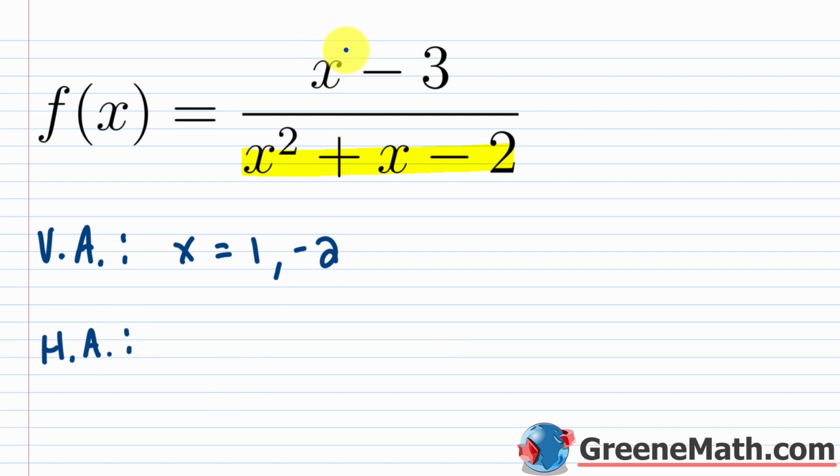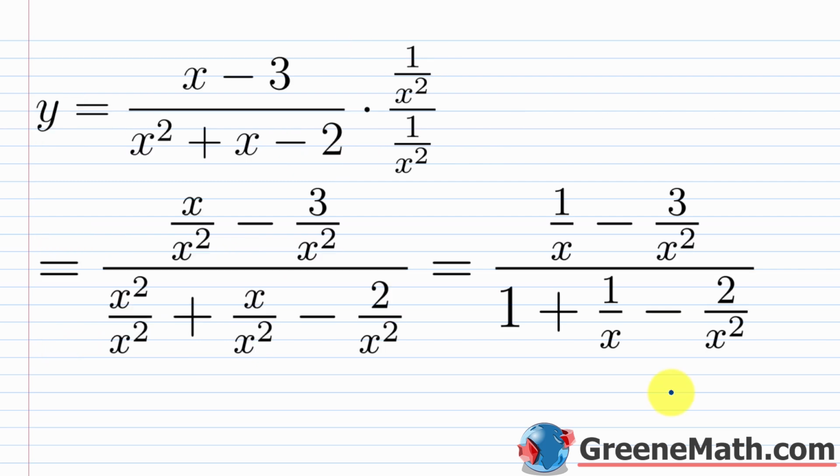Well, the degree of the numerator is going to be 1. The degree of the denominator is going to be 2. Let me just circle this and circle this. So the degree of the numerator is less than the degree of the denominator. That tells us that the horizontal asymptote is going to be y equals 0. So that's pretty simple overall.